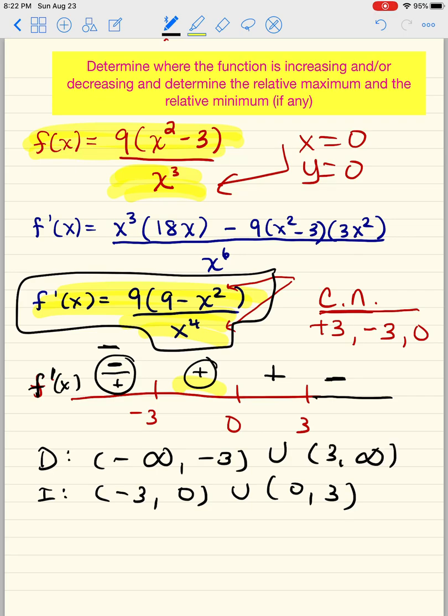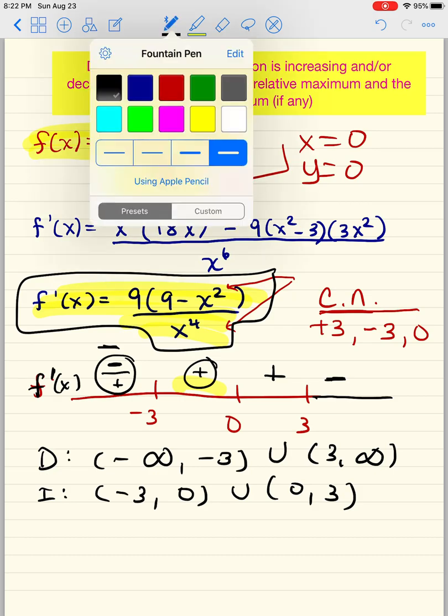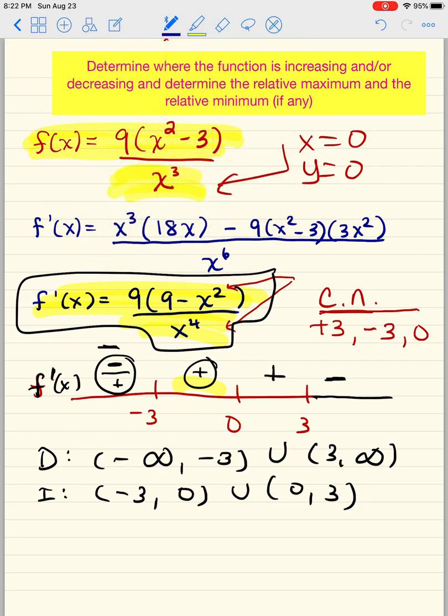So the function is increasing from negative 3 to 0 and 0 to 3, and it's decreasing from negative infinity to negative 3 and 3 to infinity. So I'm going to just get rid of this number line first. No, I should not. Okay, I'm going to choose a different color.